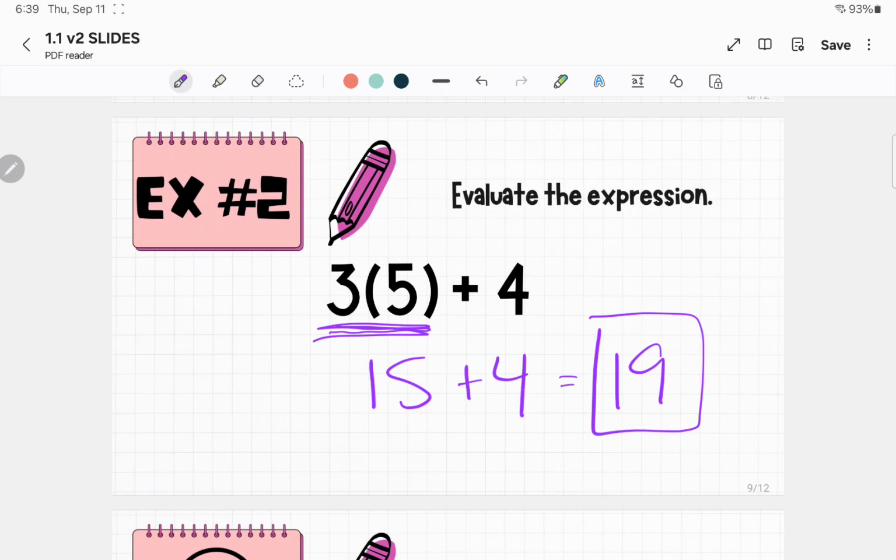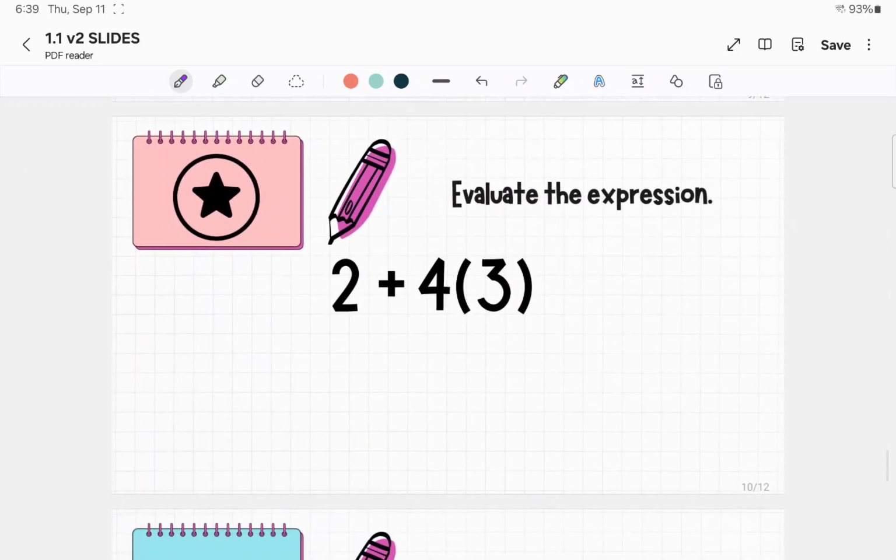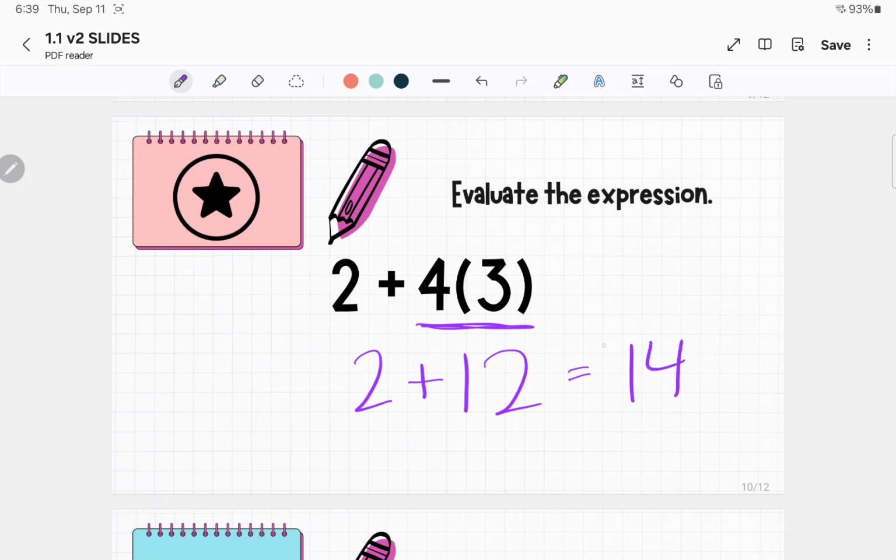All right, so go ahead and pause the video. Try this one by yourself. All right, so hopefully we started with the multiplication here. 4 times 3 is 12. So bring down this 2 plus, and then write in 12. And then 2 plus 12 is 14. So our answer is 14.